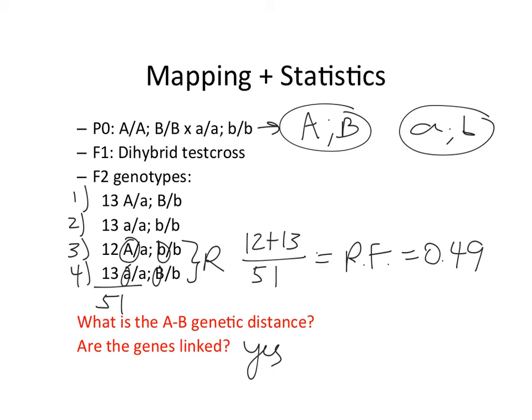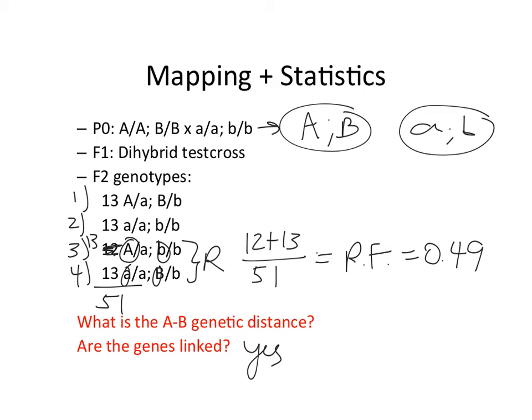So yes, these genes look like they're linked. We calculated a genetic distance of less than 0.5. But he said, what if we happened to collect one more individual, one more F2 offspring, and it had genotype number 3? By chance, we just haven't sampled enough offspring yet. What would happen to the genetic distance if there were 13 genotype 3s? Now what's the genetic distance? Now it's 0.5. Now we don't know if the genes are linked or not.